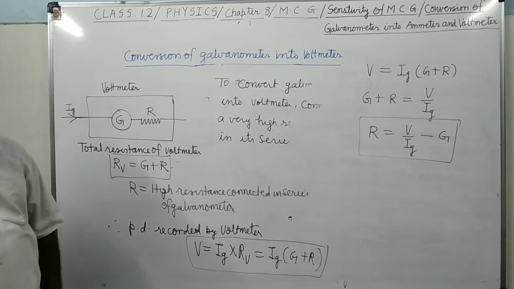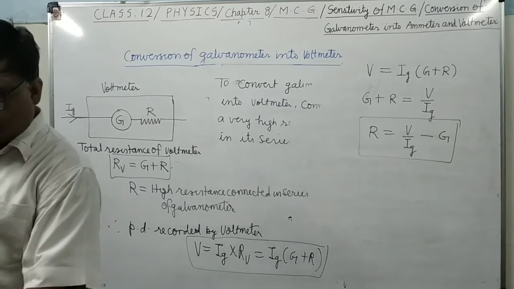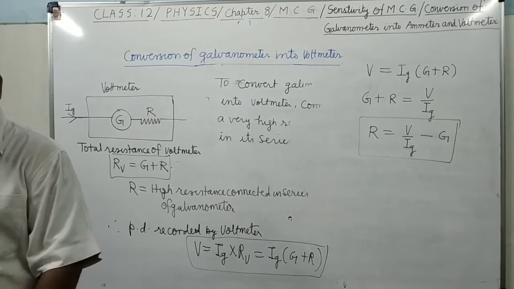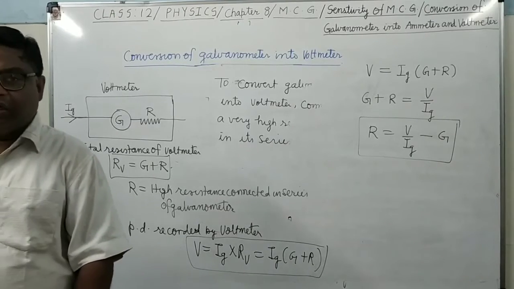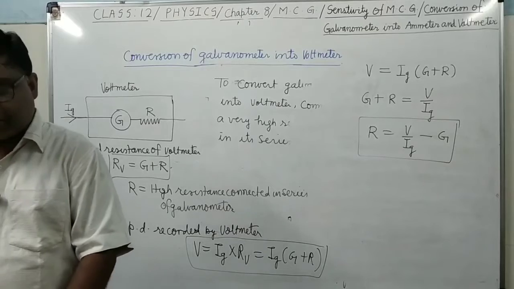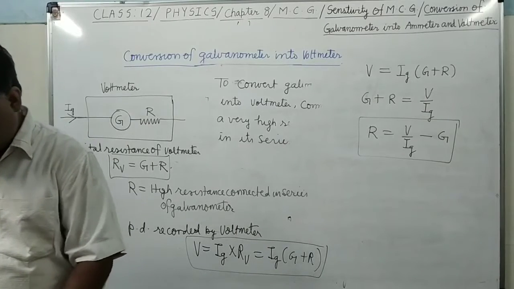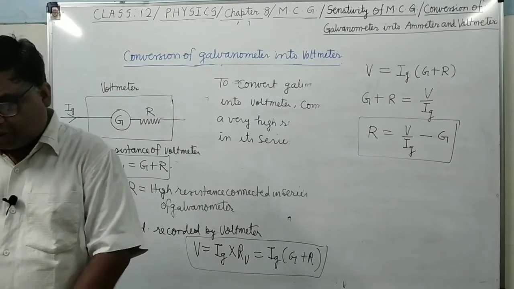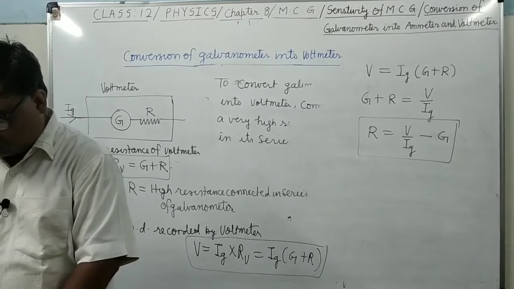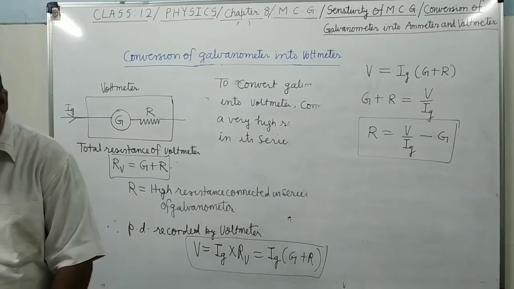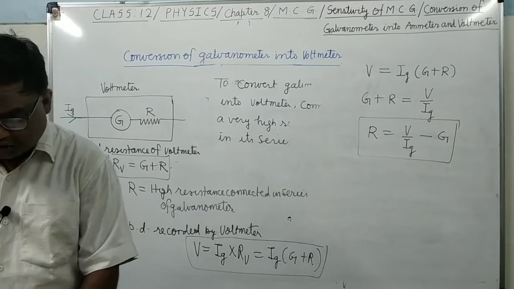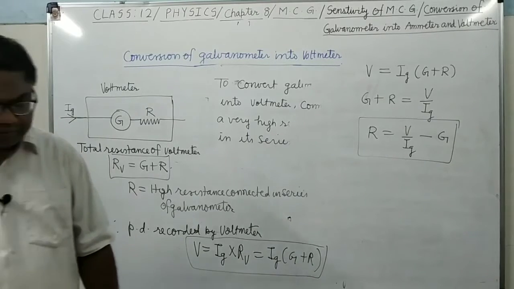Going to take some numericals over this. It's clear? In this chapter, numericals over converting galvanometer into ammeter and converting galvanometer into voltmeter are asked. So you see some numericals. Now see here, this is an NCERT problem that I am going to take.